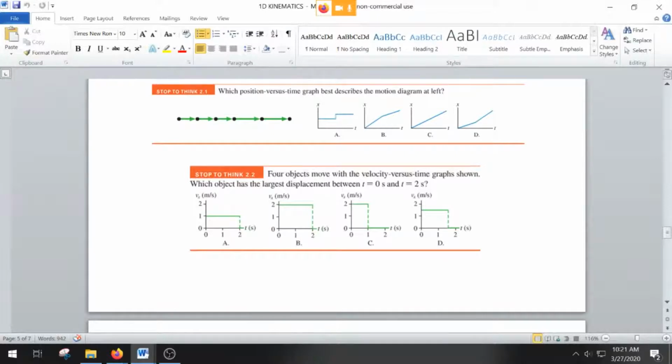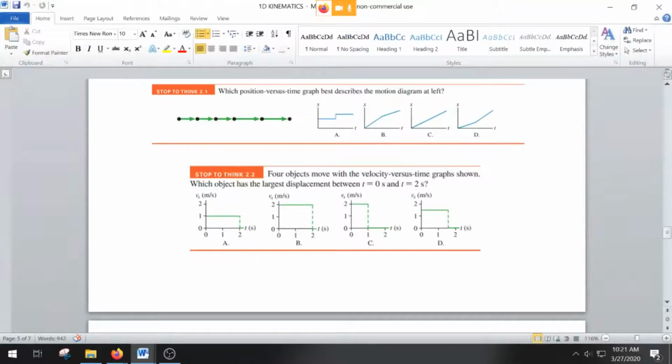All right, so let's say we've got four objects. They move with velocity versus time graph shown. Which object has the largest displacement between time equals 0 and time equals 2? Again, if we're looking at velocity time graphs, we know that the slope represents acceleration. We can use our units to prove that the area represents displacement. So your area under the curve is going to tell you which one of these has the greatest displacement.